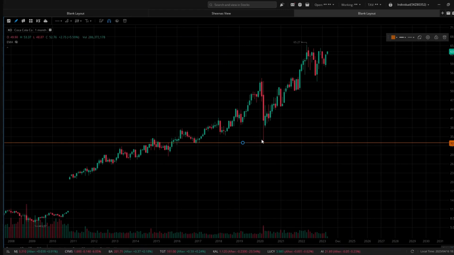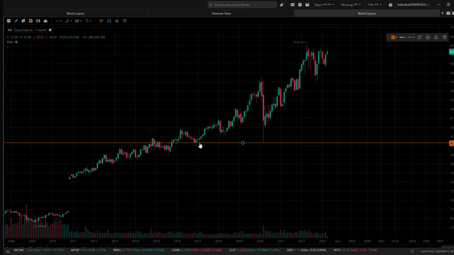So you can see where it dropped all the way down, but bounced right off of there where buyers stepped right in and pushed the price right back up. So I obviously want to mark this as a level of support because the stock was supported at this level, at the 32.99 level.